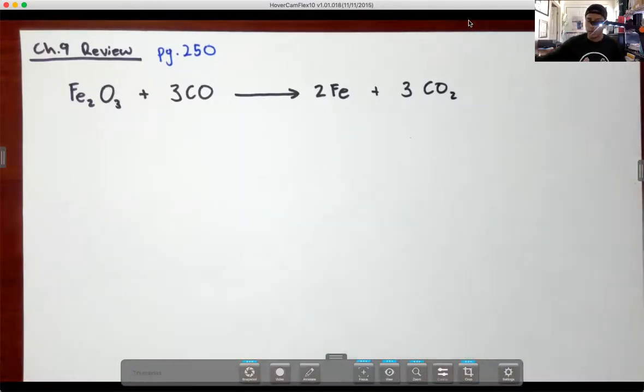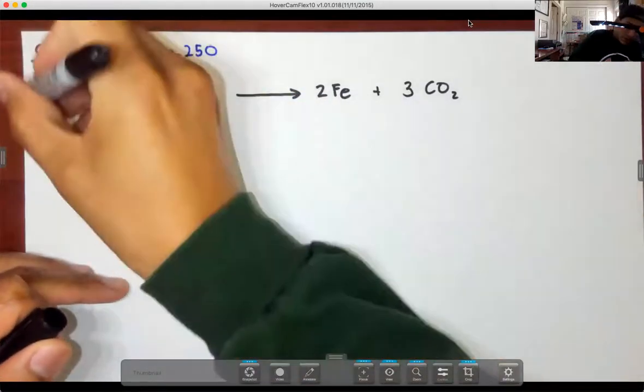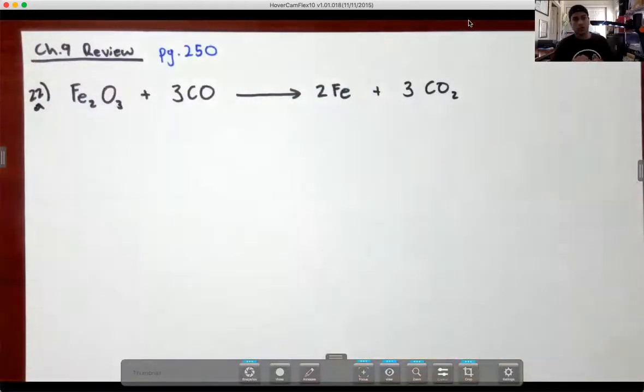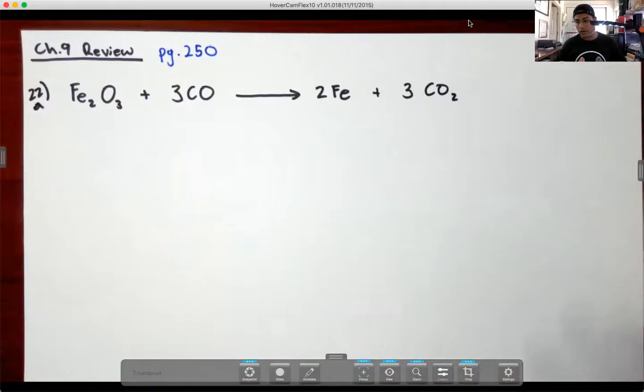Okay, so we're on number 22 on page 250. We're going to just start with letter A. This is the chemical reaction that we're going to be looking at. Really important that whenever you work through any problem, you write down the chemical reaction first. Leave it up there as a template for you so that you can always refer back to it.